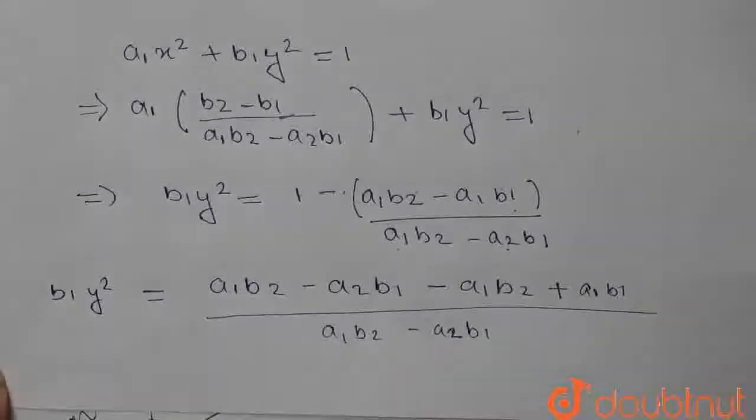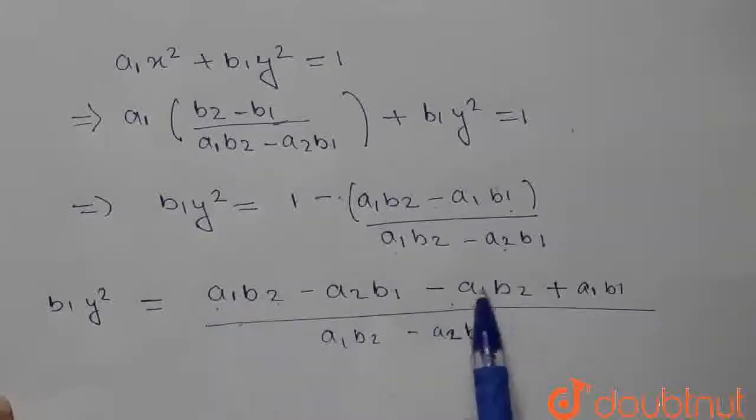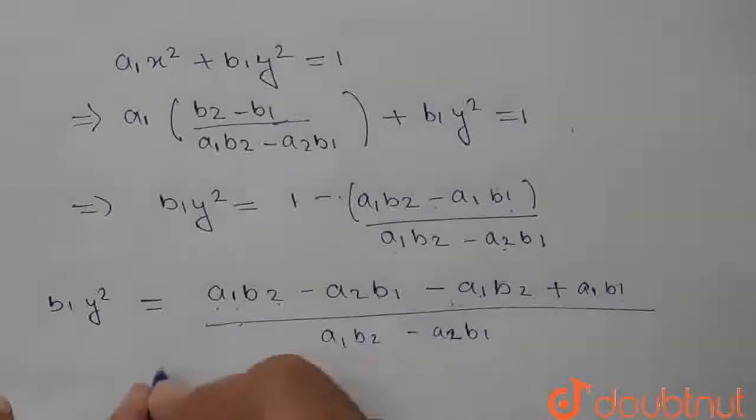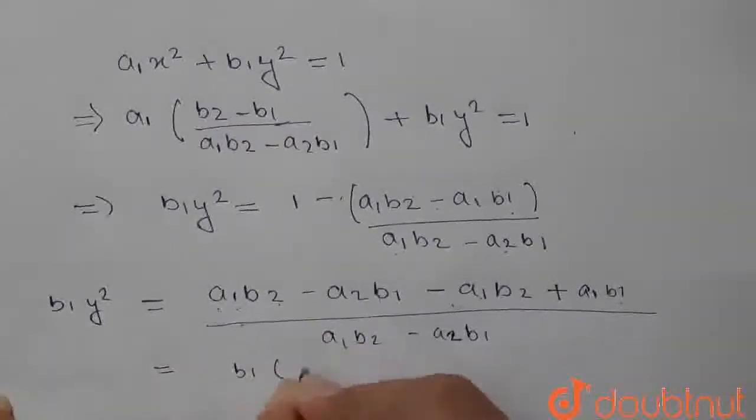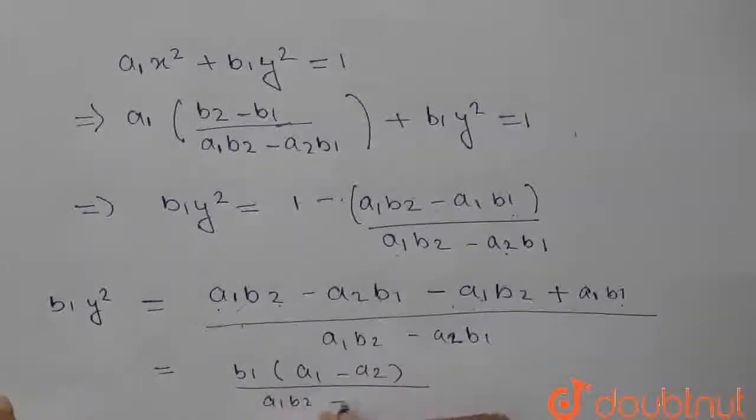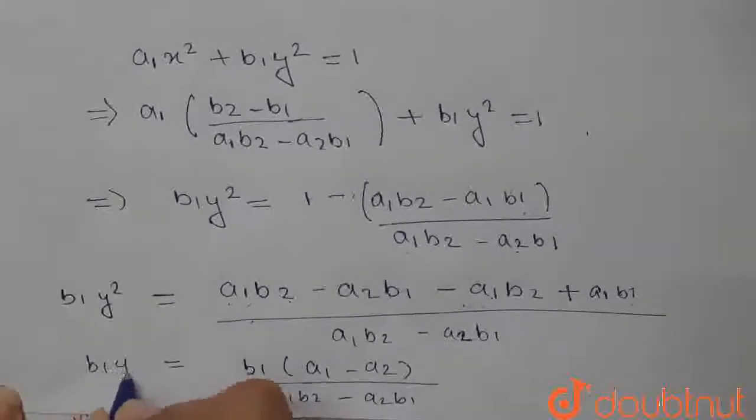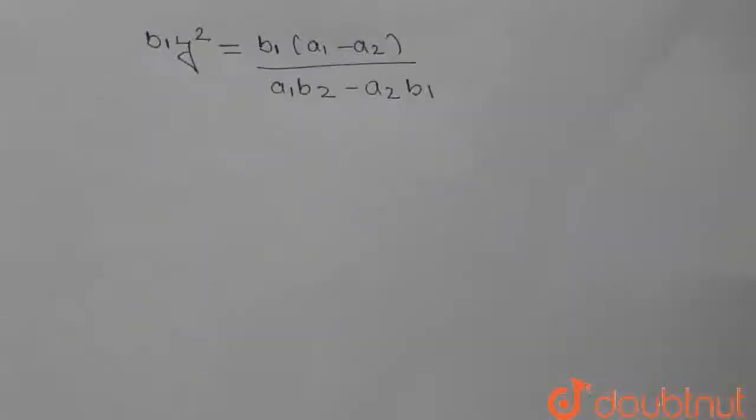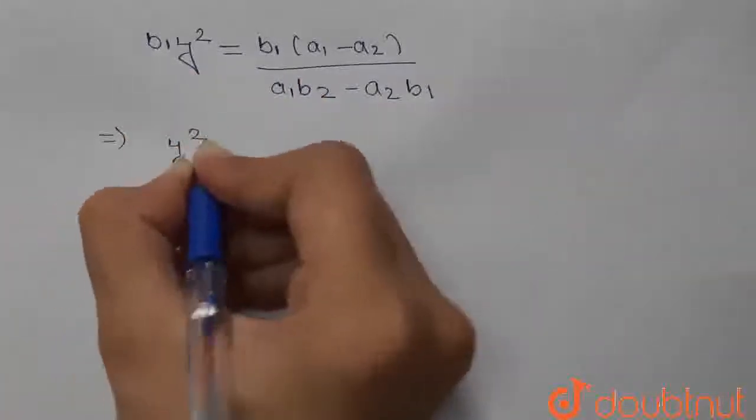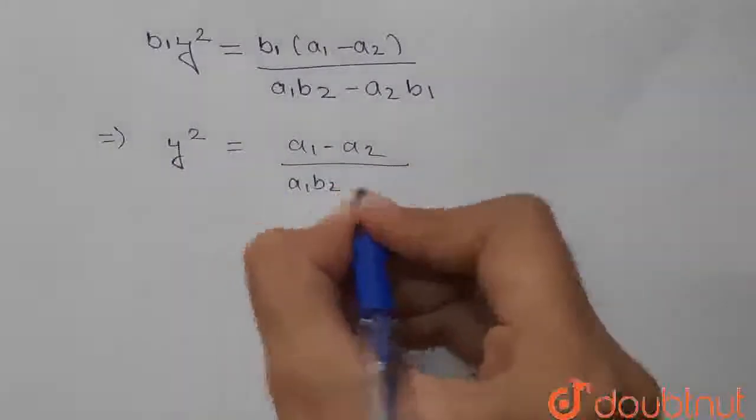Right, now if we look here, we can see that this is plus a1 b2 and this is minus a1 b2, so those two will get cancelled. From the remaining terms, if I take b1 common, we have b1 into a1 minus a2, and this whole divided by a1 b2 minus a2 b1. This is equal to b1 y square, so the b1 and b1 will get cancelled. What we get is the value of y square as a1 minus a2 divided by a1 b2 minus a2 b1.